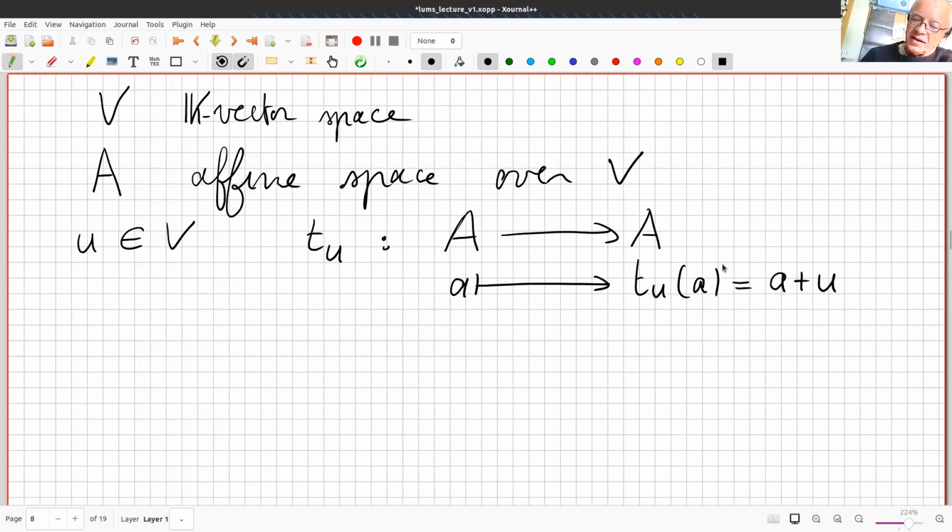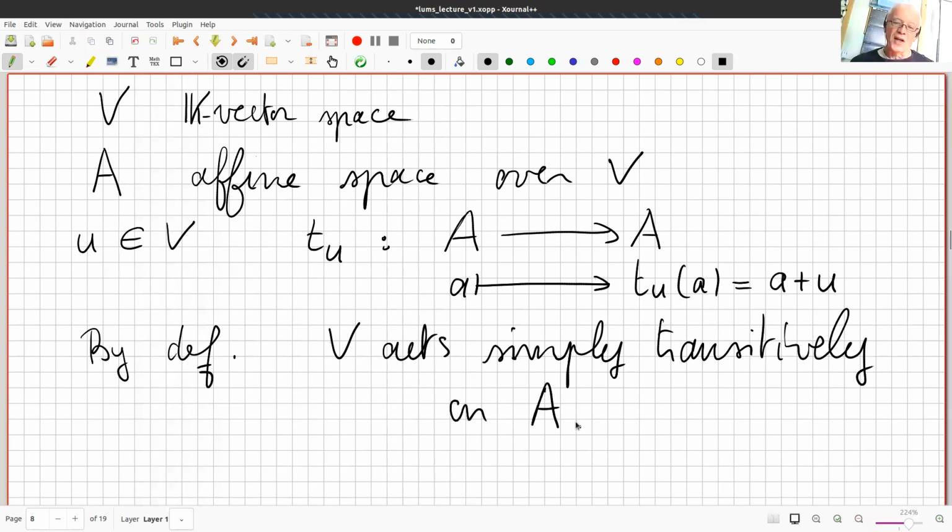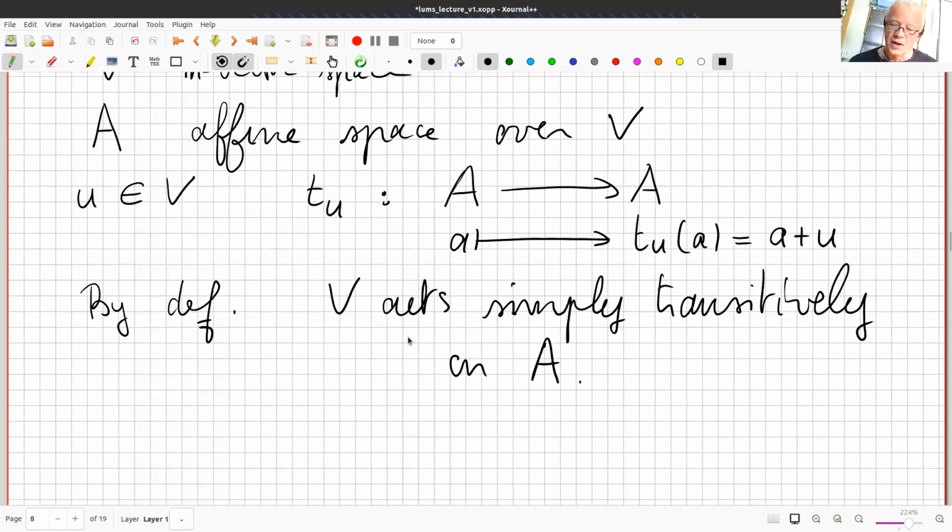Okay. And this means that by definition of affine space, V acts simply transitively on A. In fact, it could be a definition of affine structure. And compatible, I mean, the action commutes with this action. The action of the mapping class group commutes with translations. Okay. Thank you very much.